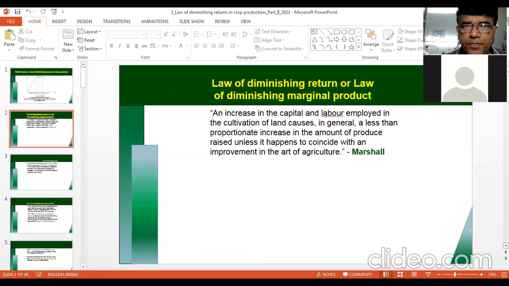So first of all, Marshall defined the law of diminishing return, or it is also called the law of diminishing marginal return. An increase in capital and labor employed in the cultivation of land causes, in general, a less than proportionate increase in the amount of produce, unless it happens to coincide with improvement in the art of agriculture.